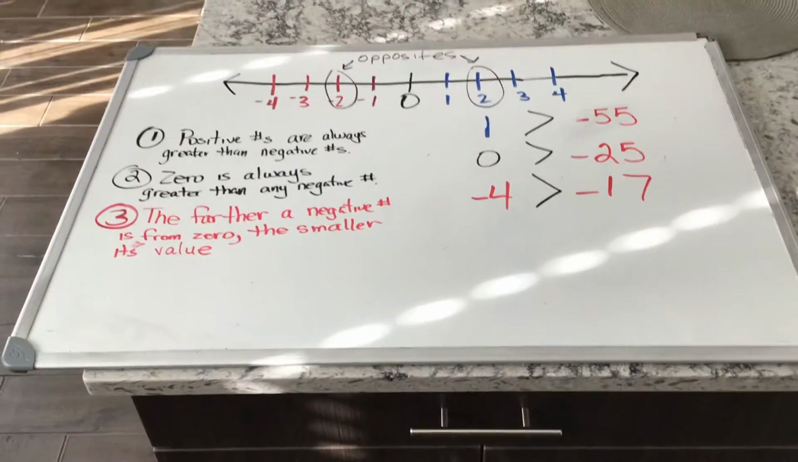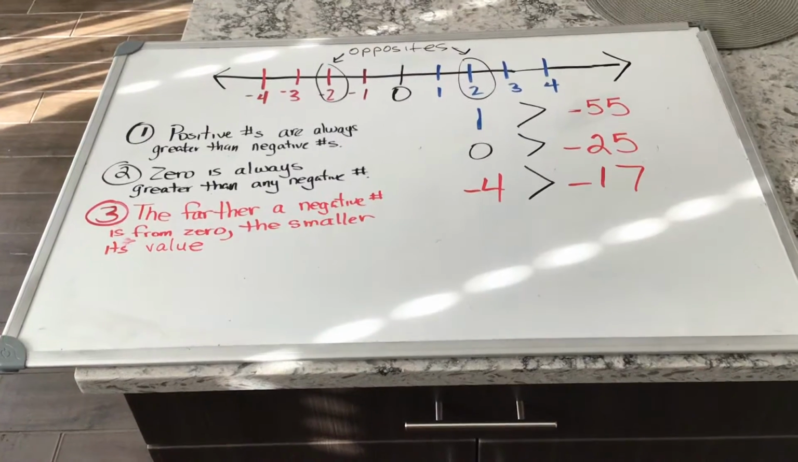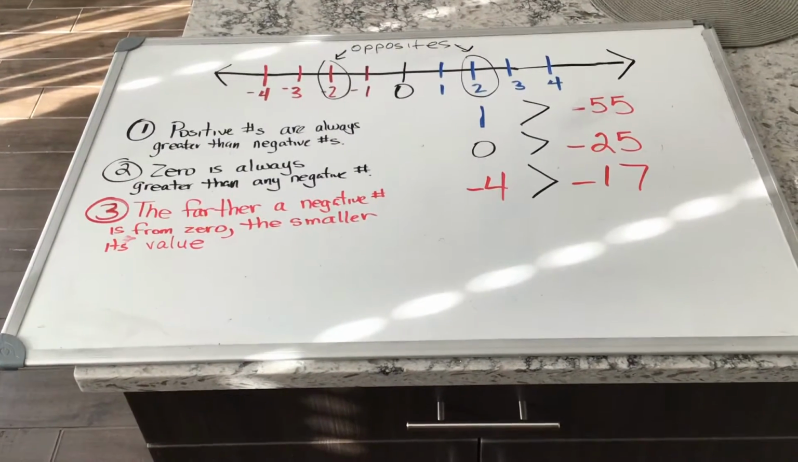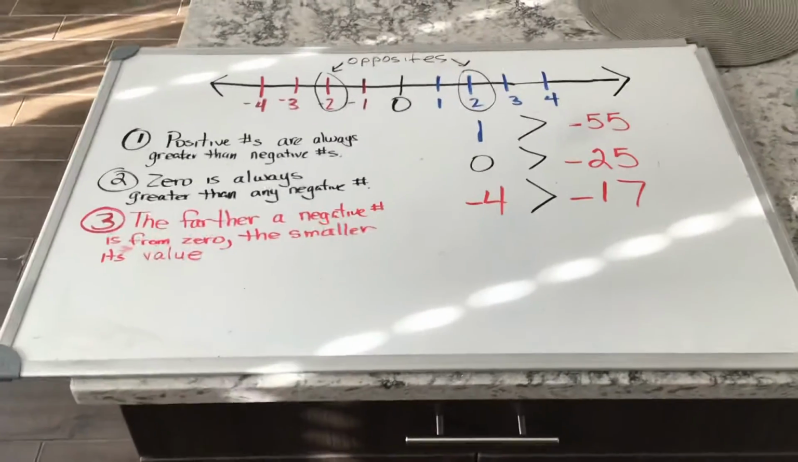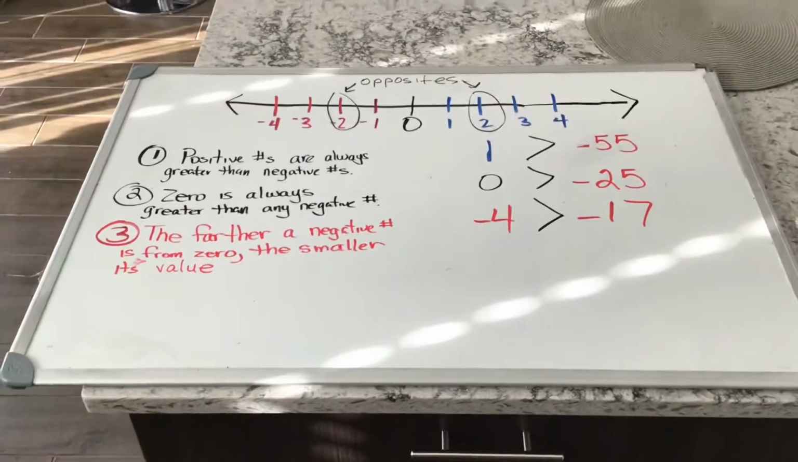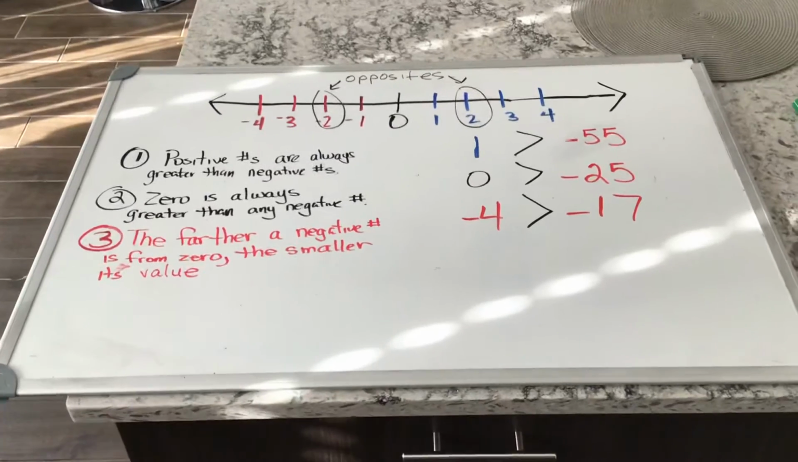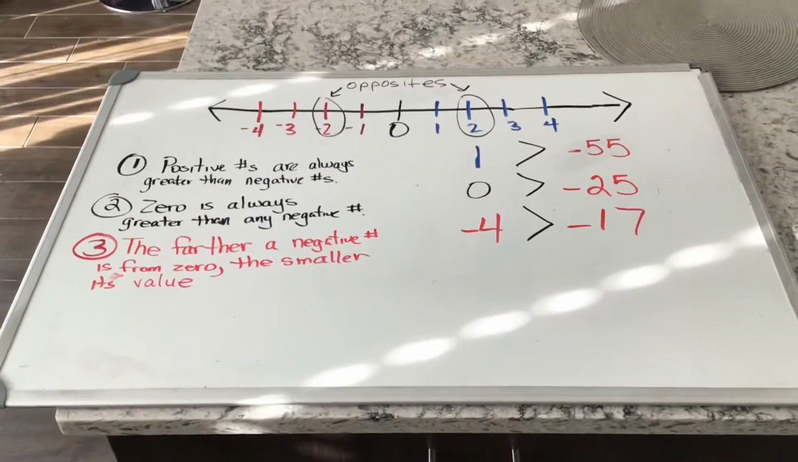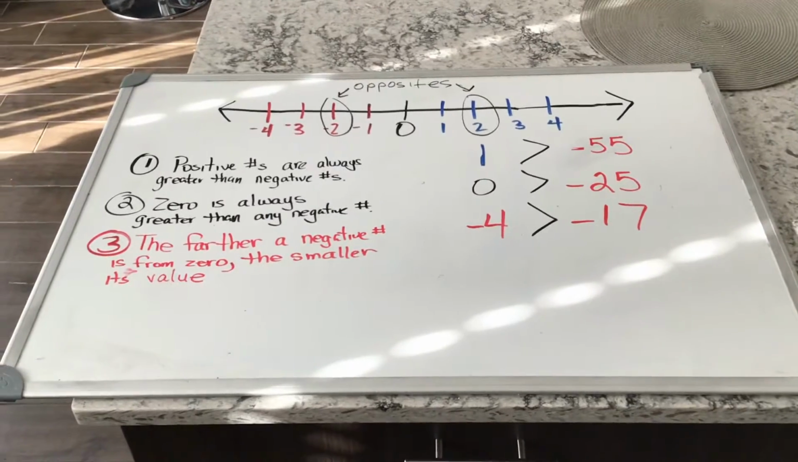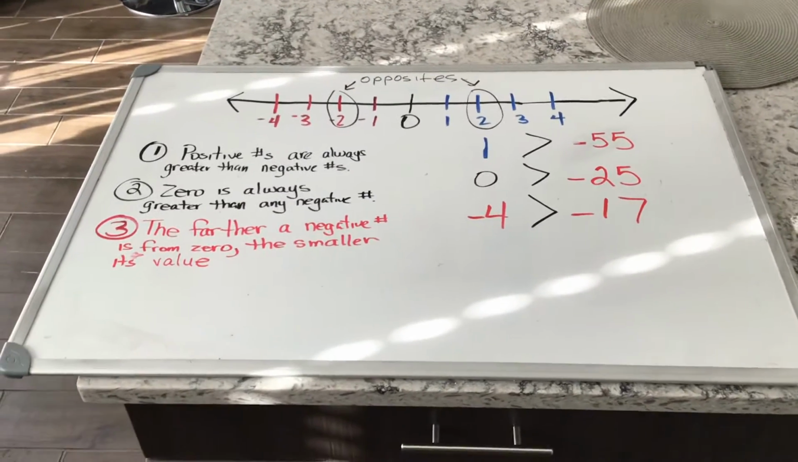Positive numbers are always greater than negative numbers. So we have +1, which is greater than -55. But Mr. Baldwin, isn't 55 greater than 1? Yeah, +55 is, but not -55. Whenever you're dealing with a positive number, it is always greater than a negative number.